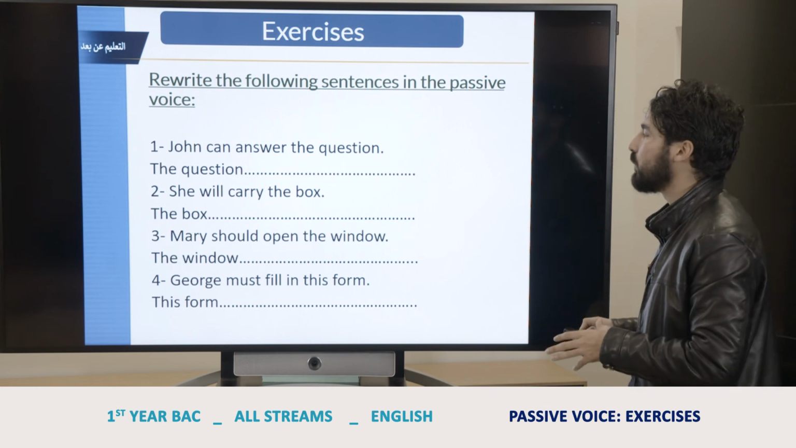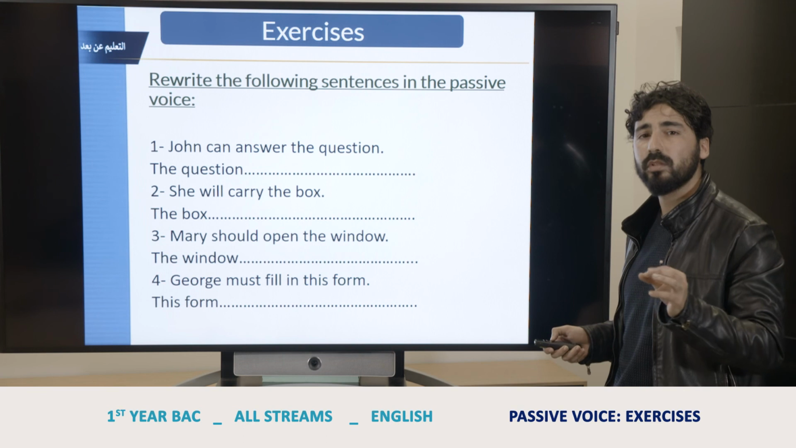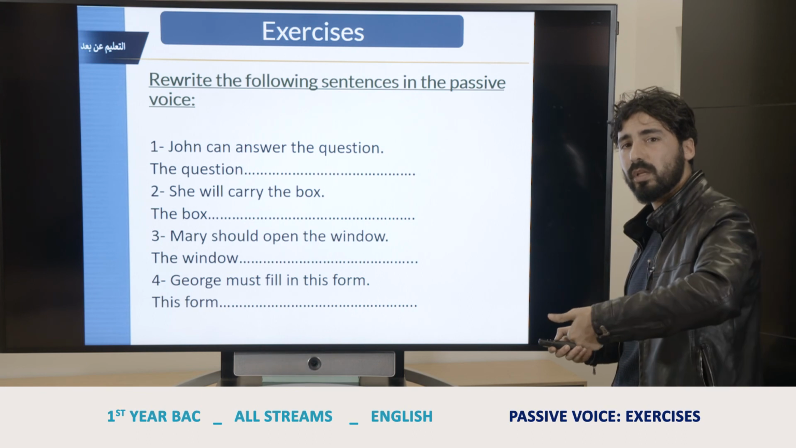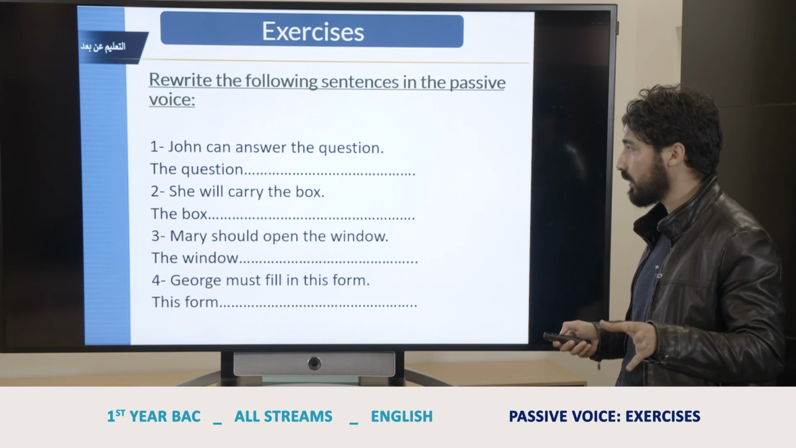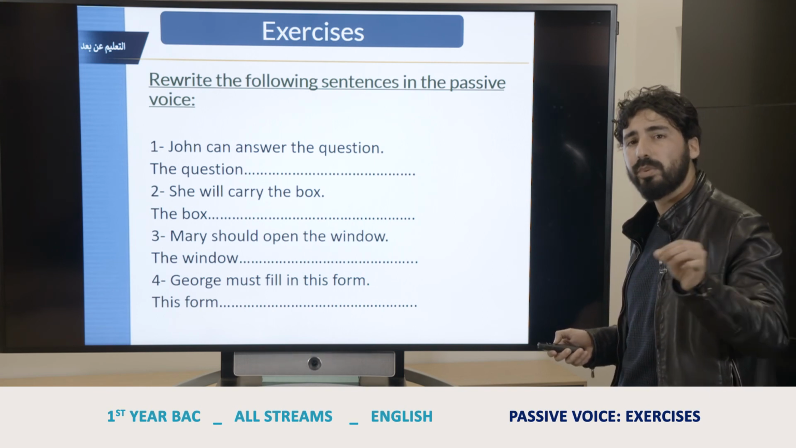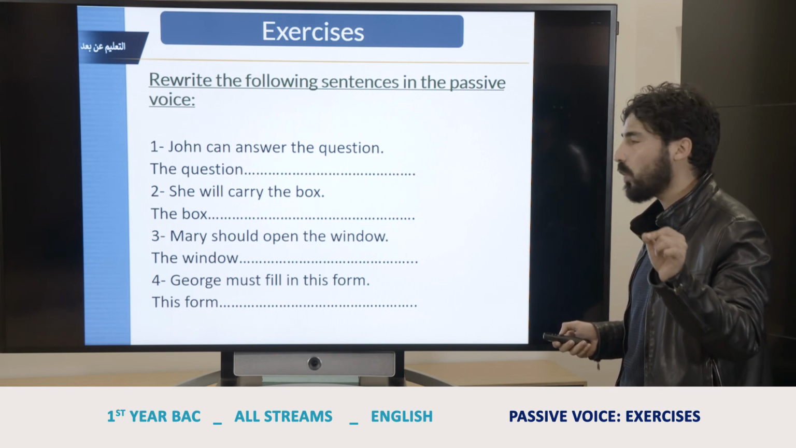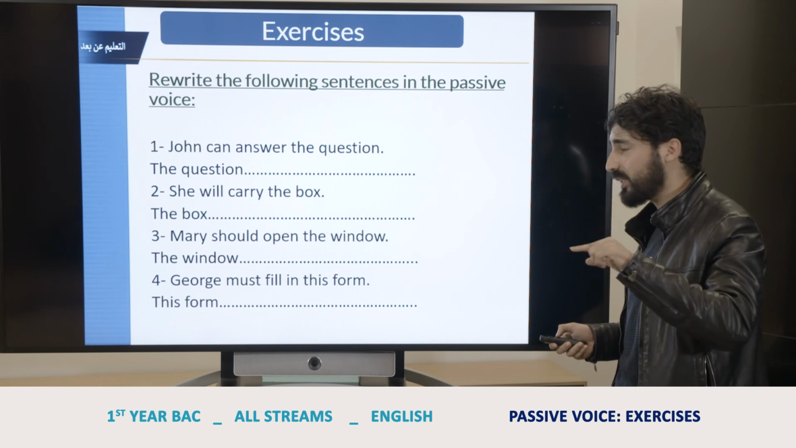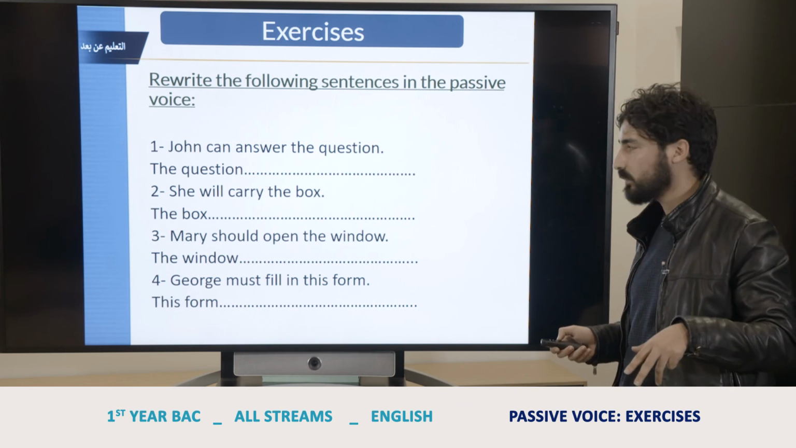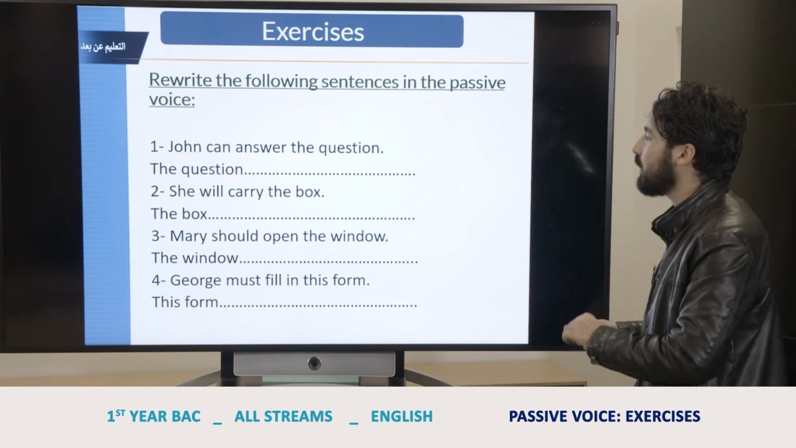Okay? Number 2, she will carry the box. What is the modal verb that we have here? It's will. Will carry. Will plus the verb carry in the infinitive. It's not conjugated. So the box is the object, and the same thing will happen to the verb to be. Will be. The box will be, will plus the verb in the infinitive. The box will be plus the main verb carry. Carry means to lift something. Carry in the past participle. The box will be carried. Not by she. The box will be carried.